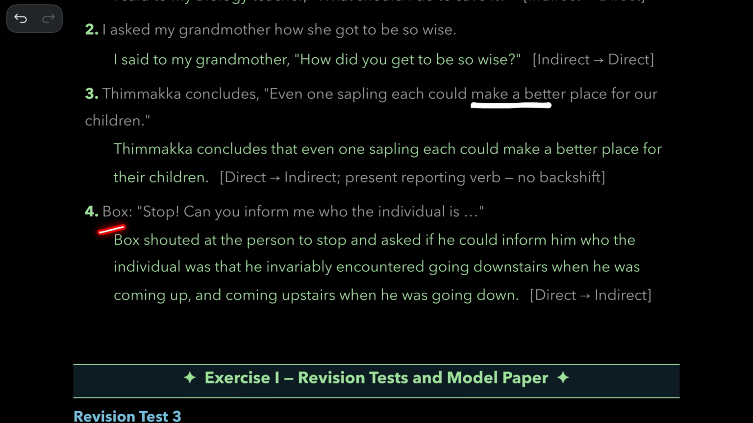Okay, Box. It's from the fourth prose lesson. Stop. Can you inform me who the individual is? Box shouted at the person to stop and asked if he could inform him who the individual was that he invariably encountered going downwards when he was coming up and coming upstairs when he was going down. Actually, this is not a full sentence. That's why you can see three dots here. It's a lengthy sentence, so the full question sentence is not provided here.